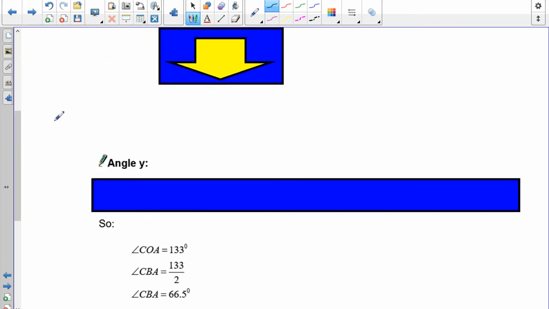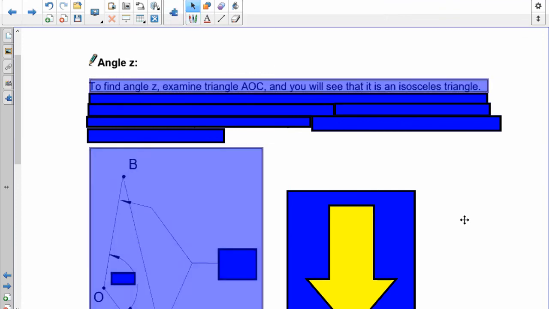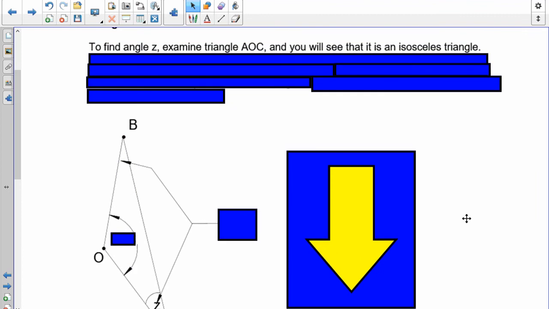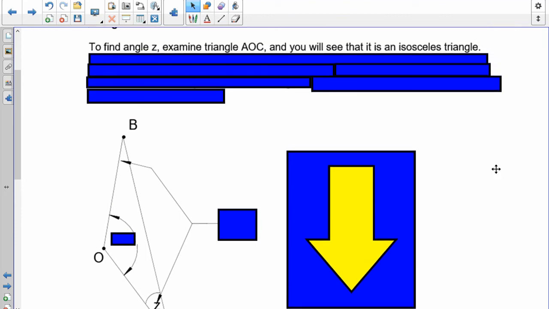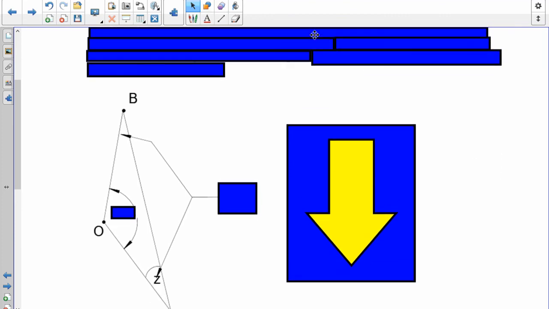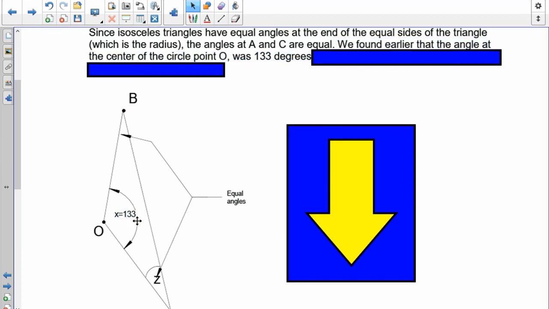We can go and do a little bit more algebra down here. So here's angle z. First off, it says, and I've pulled it out for you to look at, to find angle z, examine angle AOC, and you will see that it's an isosceles triangle. If I say AOC, it should be BOC. All right, it's an isosceles triangle. Now, that means that isosceles triangles have equal angles. So that angle there and that angle there are equal. Now, the next piece of information you need to know is that this angle here is 133 degrees.